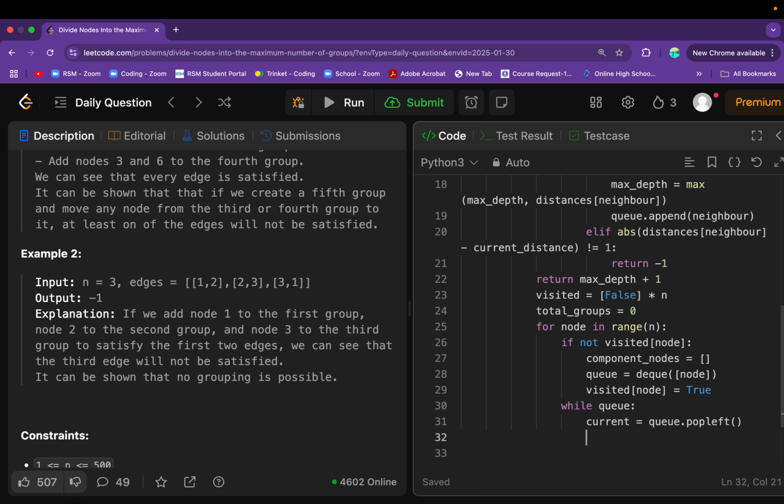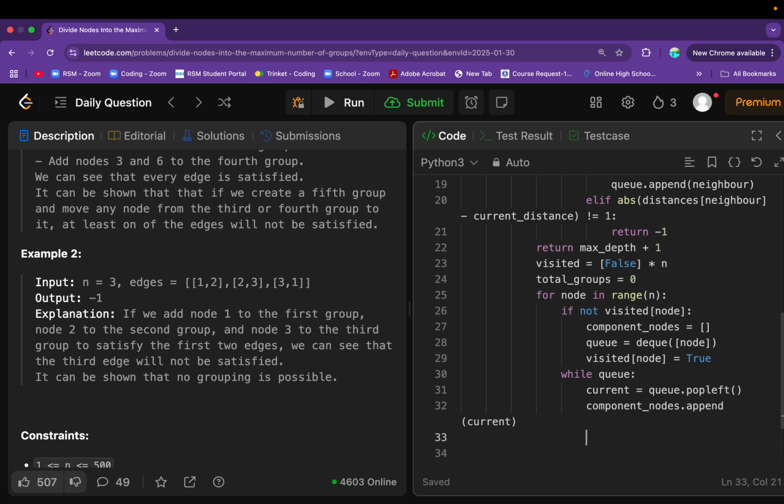Now, once we pop off the leftmost node of the queue, I want to then add it to our components. I think I'm going to call it component here. I think that's what I called it here, just making sure. Yes, so component nodes. I'm going to append to my component nodes, so component nodes dot append in Python, the current node. Right, current simply just means current node, guys.